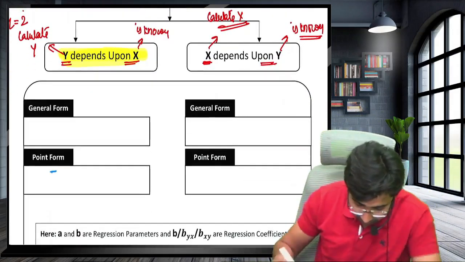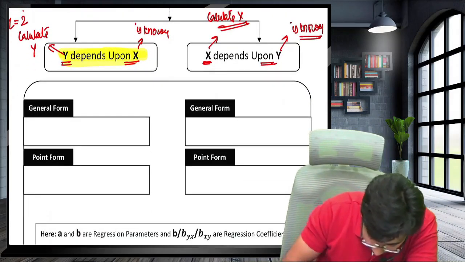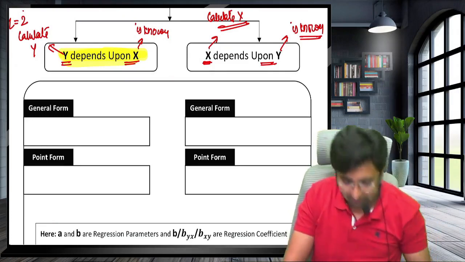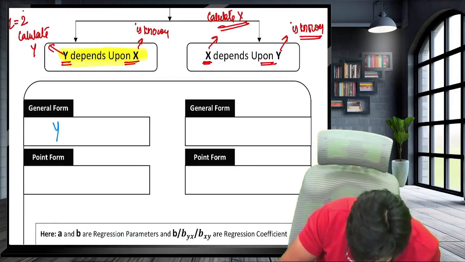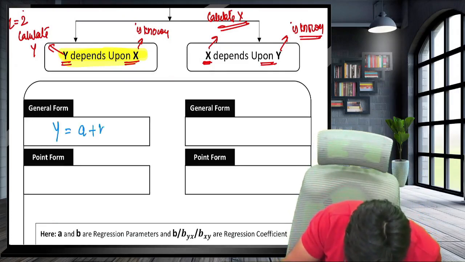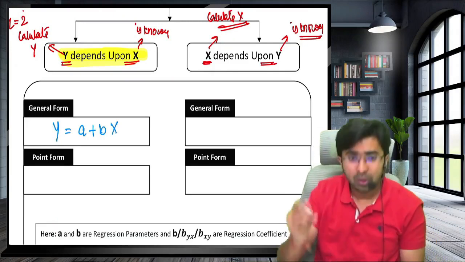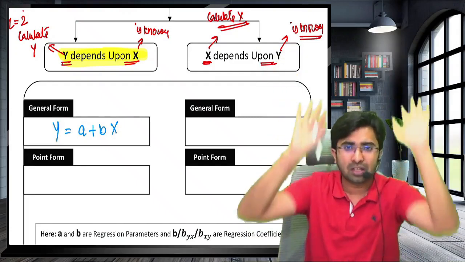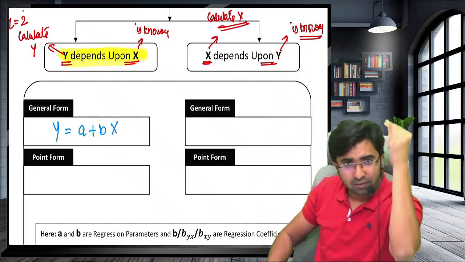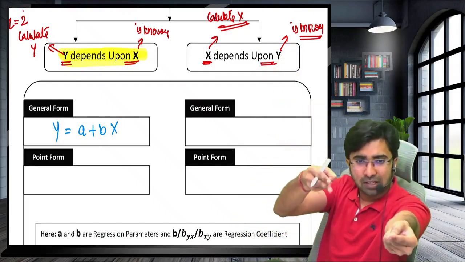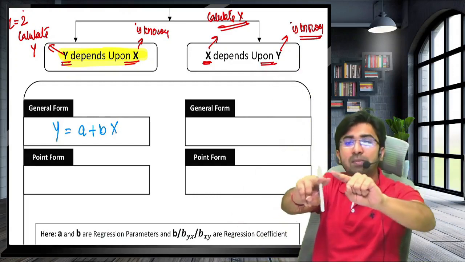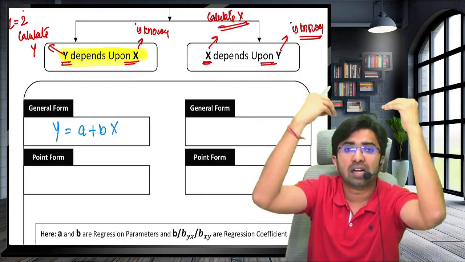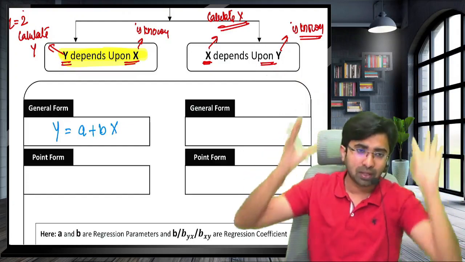Okay, guys. Now let's construct the equation. Whenever y depends upon x, I will write the equation y is equal to a plus bx. Put the value of a and b over here, and you will get the y on x equation. Once you have the equation, put the value of the variable that you know, you will get the estimate of the value of another variable. That is your final aim in this chapter.